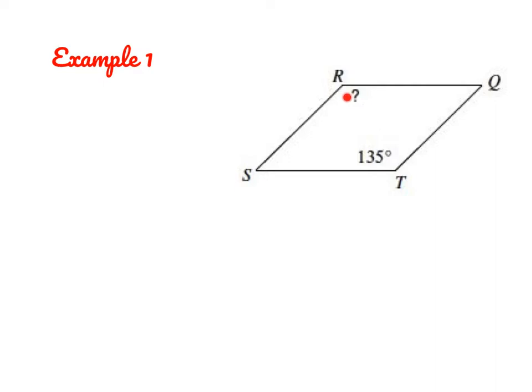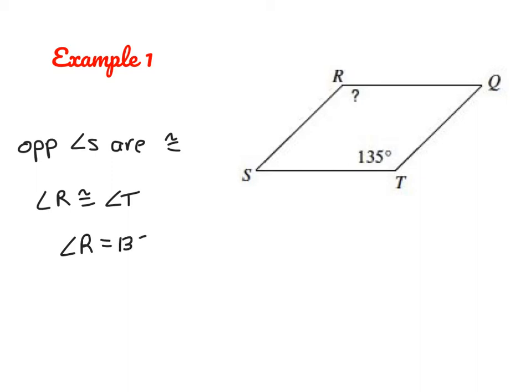If you look at what we're given and what we're trying to find, you'll notice that we have a pair of opposite angles. Luckily, we know the fact that opposite angles are congruent. By the way, in all of the examples we're doing today, we're going to assume that they are parallelograms. That is a given. So angle R is congruent to angle T. If angle T is 135, then angle R is also 135 degrees. But once again, you do have to state this fact. You need to justify your answer.